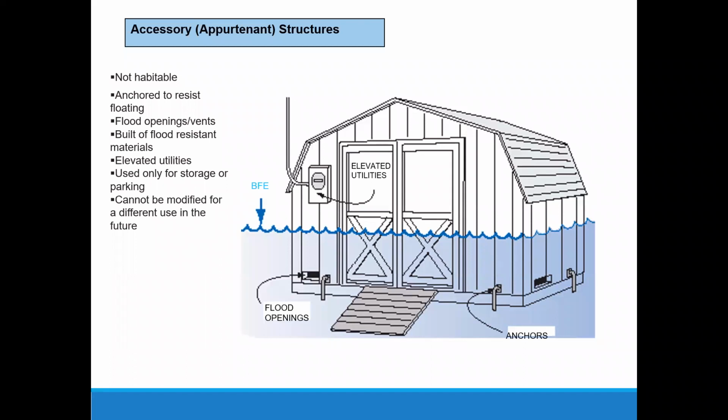It's not habitable. It's properly anchored. It has the 1-to-1 ratio of flood openings, no more than 1 foot above grade, and flood damage resistant materials. If there are any utilities, those would have to be elevated above the base flood elevation, and that's where the elevation certificate would come in, just to make sure that those utilities are elevated. Otherwise, it doesn't have to have an elevation certificate if it's wet floodproofed. It's used only for parking or storage. It cannot be modified in use later on.